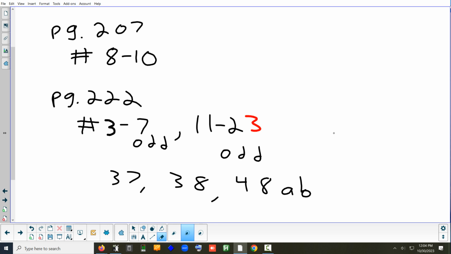Are we just doing A and D on 48? And then on 48, I think it's parts A, B, and C. You just have to do part A and B.